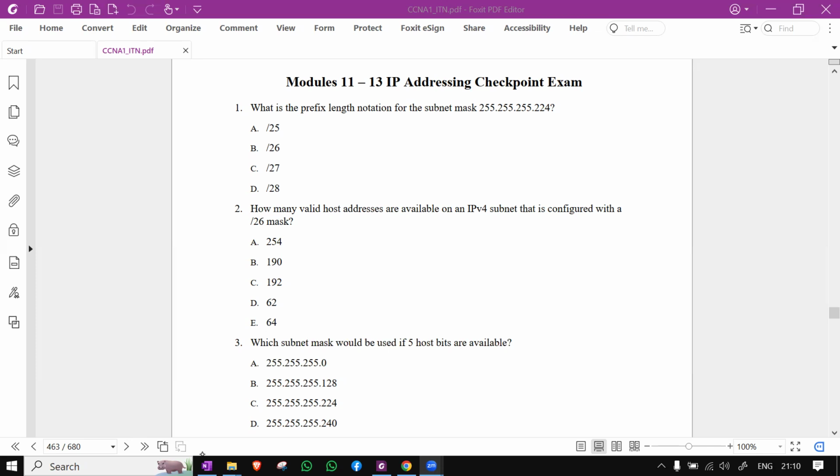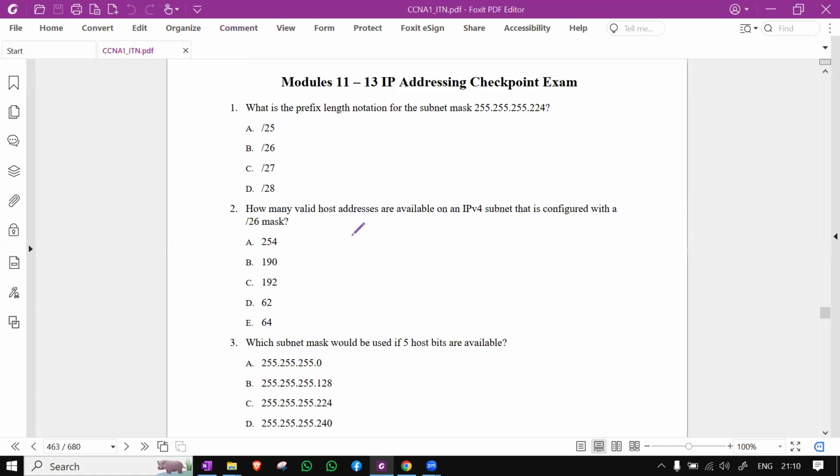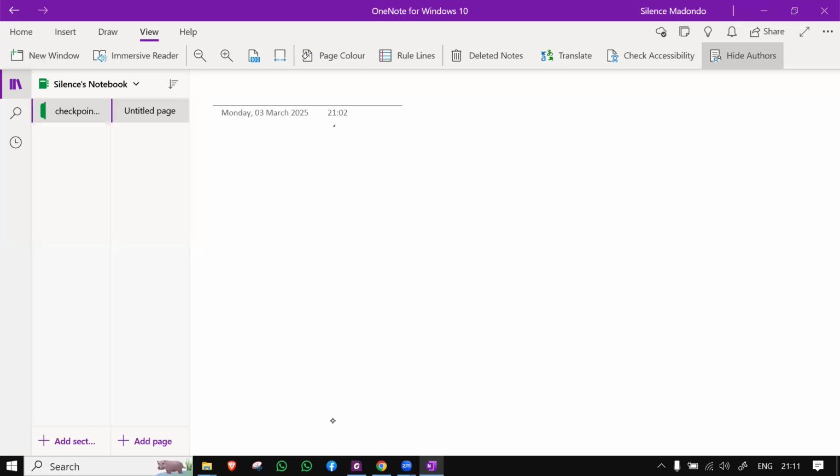Right. Number one, what is the prefix length notation for a subnet mask 224? I think we are past those easy stuff. Quick responses. I'm expecting quick responses. Now we are past this. C, /27. Okay, /27. How do we get there? Very easy. How did we get there?